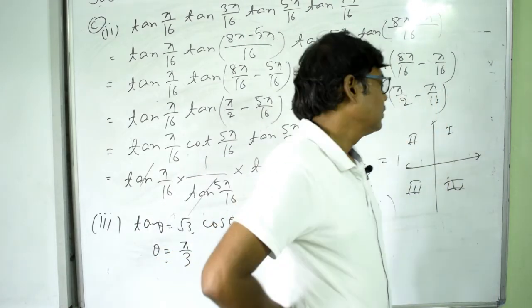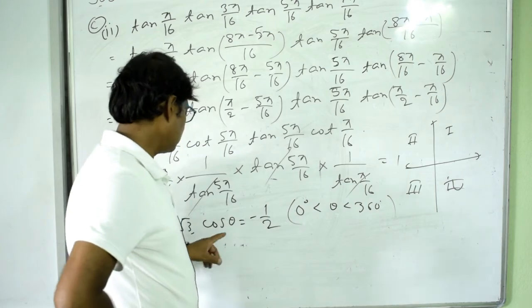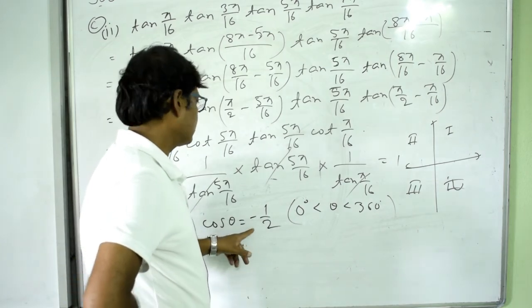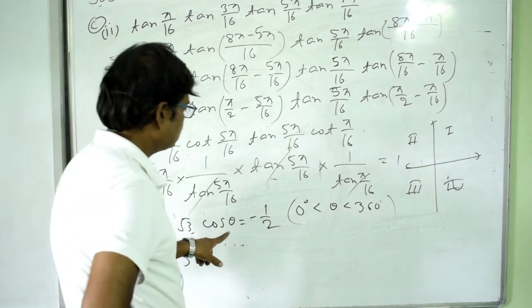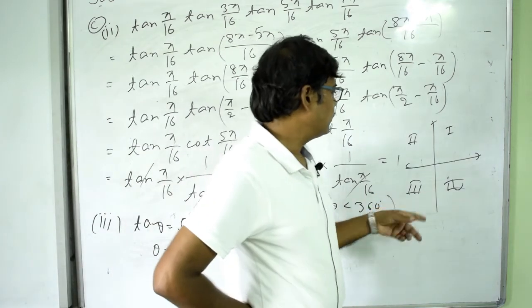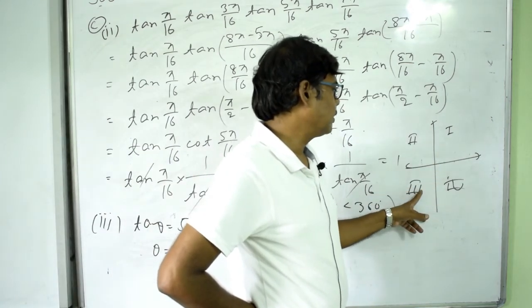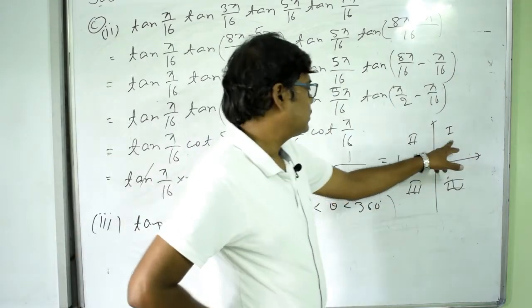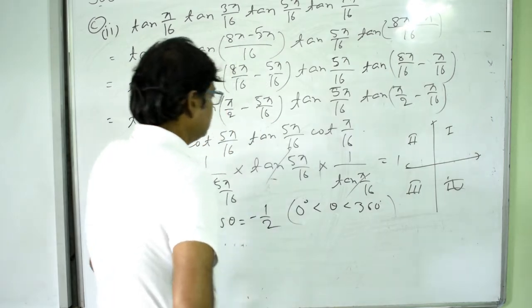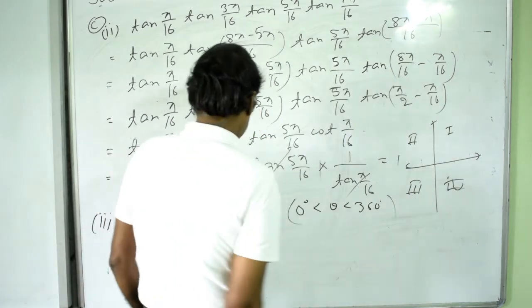are positive. Okay, so here cos theta is negative, and tan theta equals root 3. So cos theta is negative in this quadrant and in this quadrant. And here tan theta is positive in the first and the third. So the third quadrant satisfies both conditions.